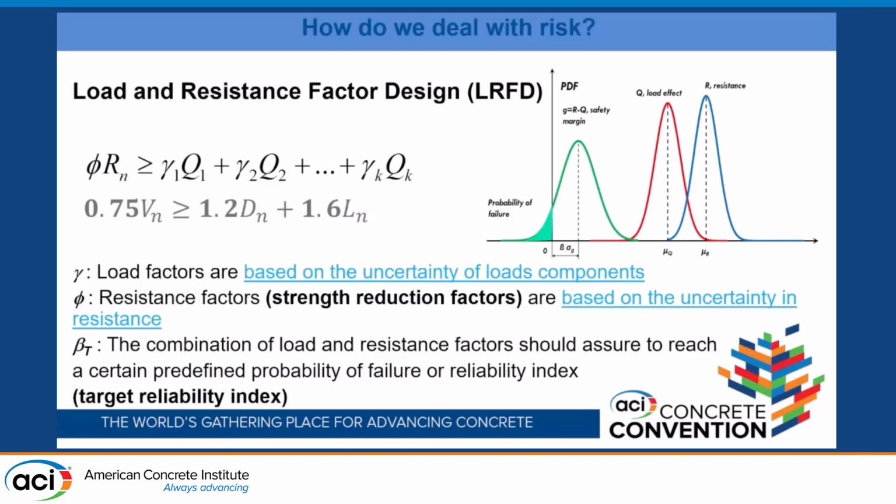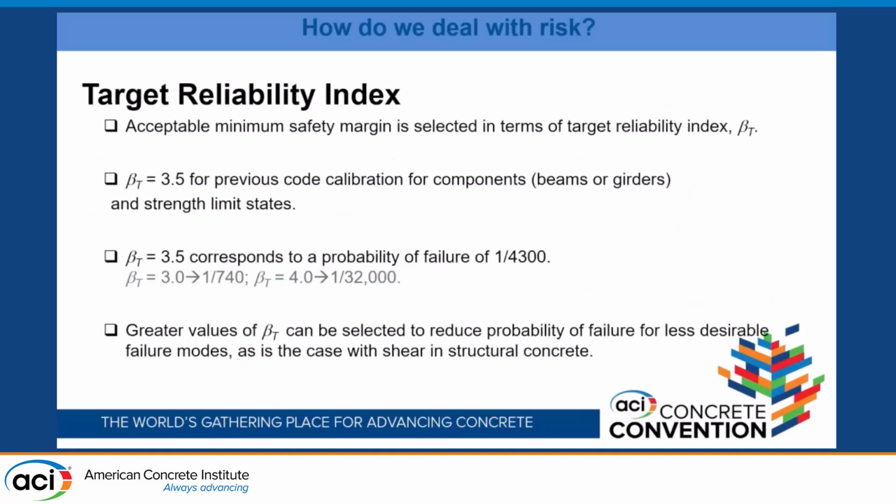But since we don't like that sentence in particular, we rather talk about reliability index. So the target reliability index is essentially the acceptable minimum safety margin that we're going to use for our design. And we express that in terms of reliability index, and we put the beta sub t, okay, target beta. In previous calibrations, the value 3.5 has been extensively used for the calibration of girders and beams, and in the strength limit states. Here we have the corresponding probabilities of failure just for reference.